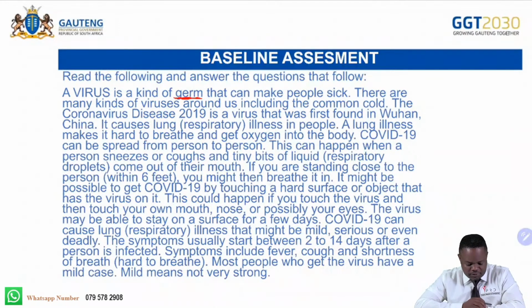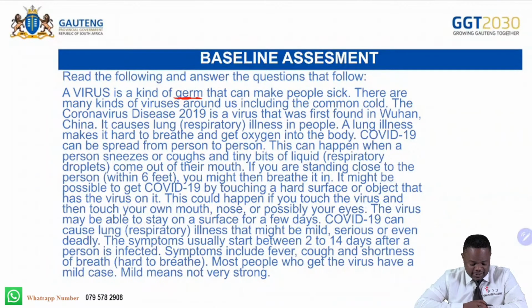It might be possible to get COVID-19 by touching a hard surface or object that has the virus on it. This could happen if you touch the virus and then touch your mouth, your nose, or possibly your eyes. The virus may be able to stay on a surface for a few days.